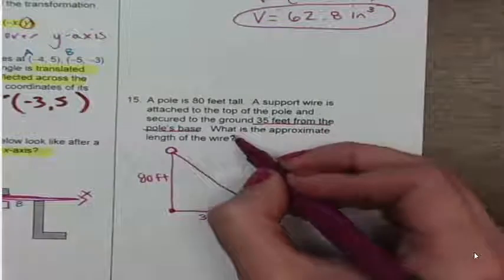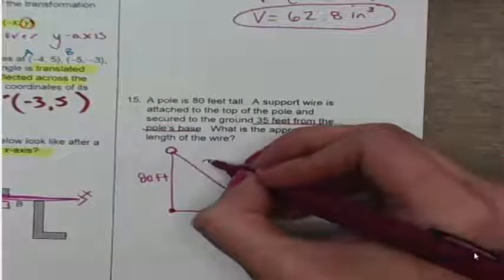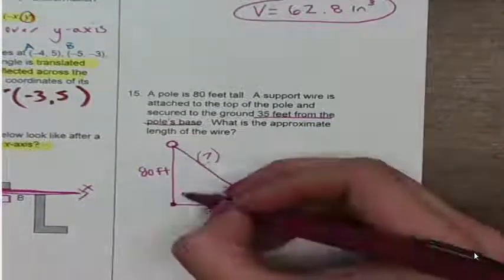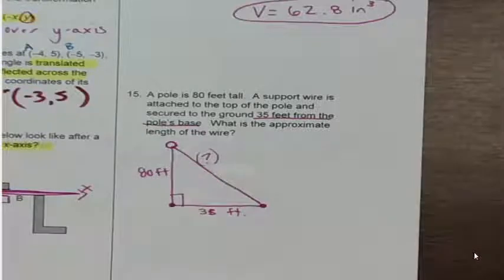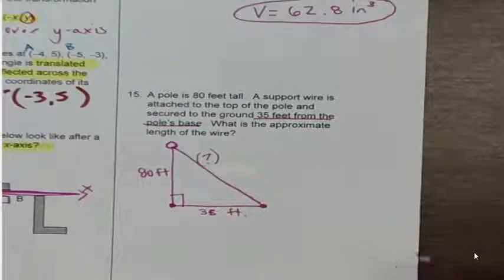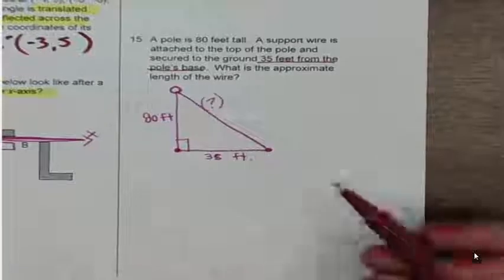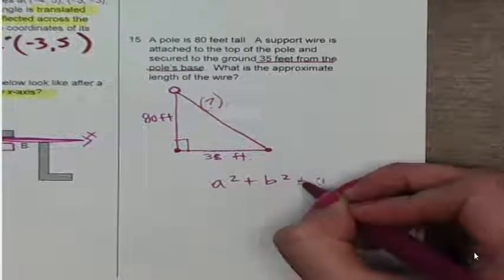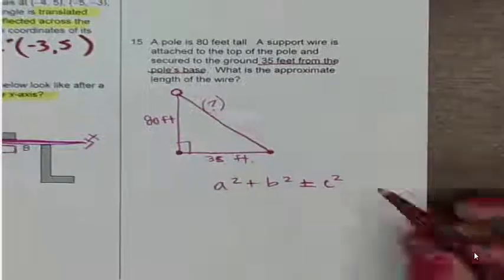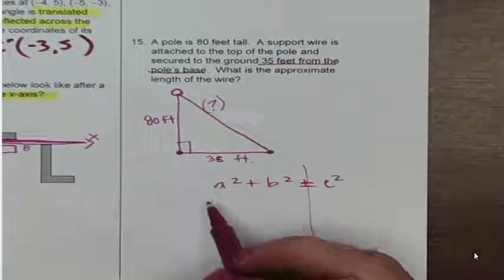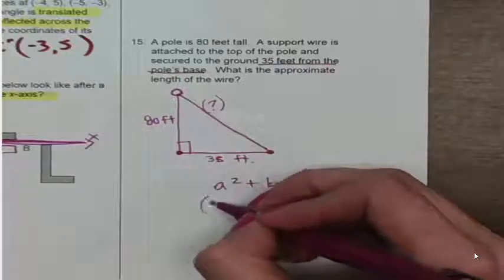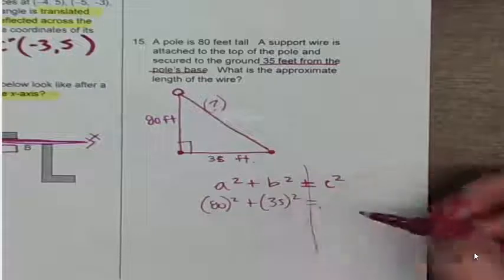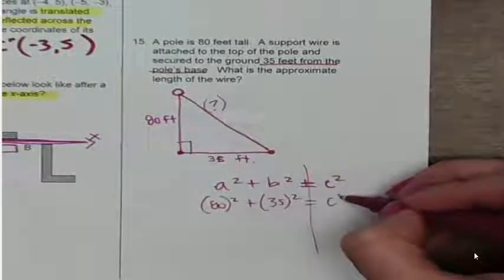So ultimately I'm finding the approximate length of the wire. This is what we're trying to find. Okay, notice what shape this is. You should have recognized that it's a right triangle, and I'm trying to find the missing side length. So for the missing side length of a right triangle, I have to use the Pythagorean theorem, which is a squared plus b squared equals c squared. My a and my b represent the legs, and that's what's given to me. So I should have 80 squared plus 35 squared equals c squared.